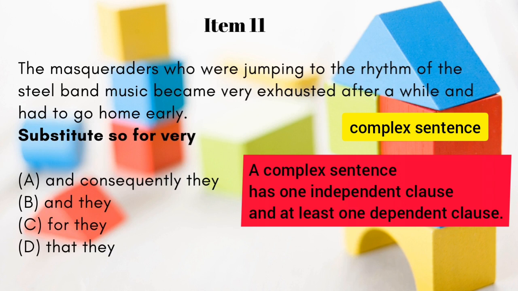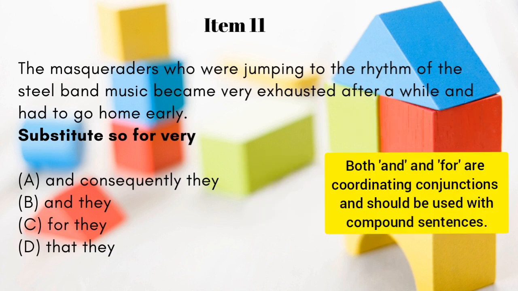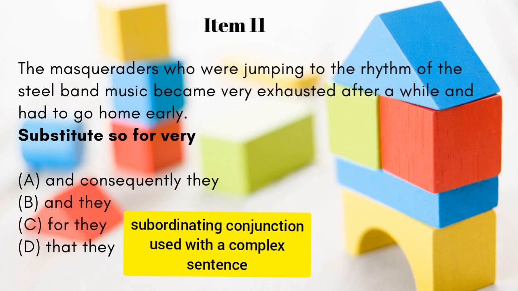A complex sentence has one independent clause and at least one dependent clause. Both and for are coordinating conjunctions and should be used with compound sentences. Subordinating conjunctions are used to join a main clause or an independent clause to a dependent clause. In the answer options here, we have that, and that is a subordinating conjunction. So we're going to see how we use that to join the two clauses.